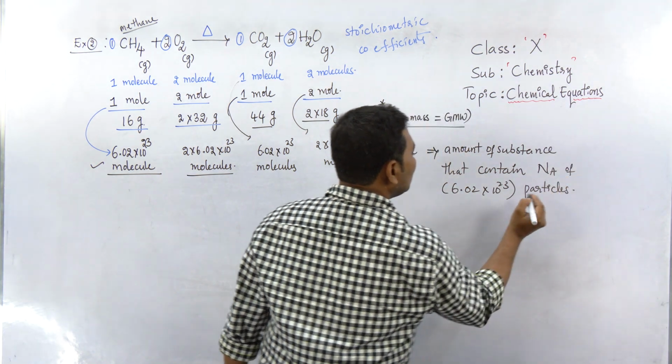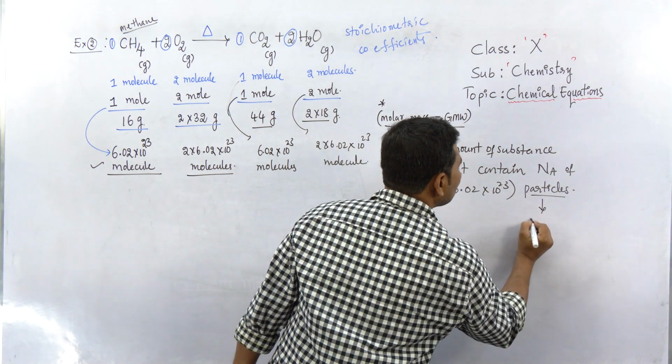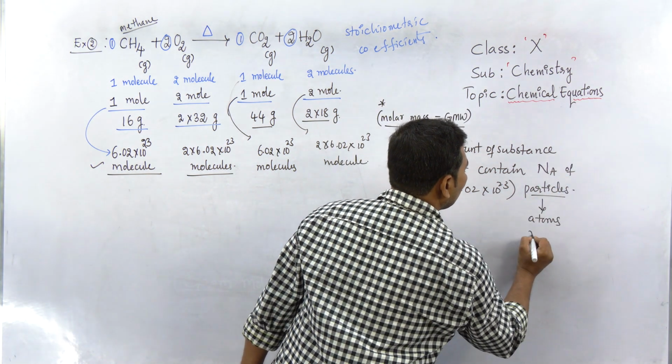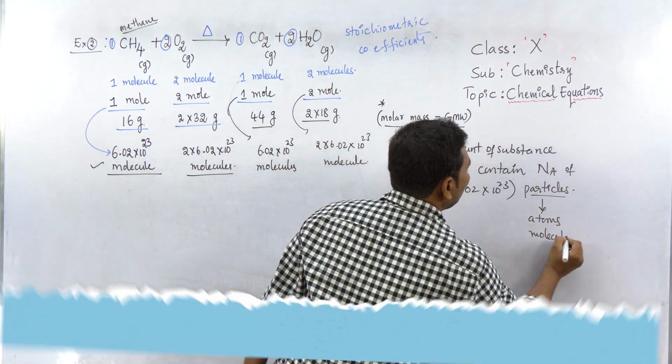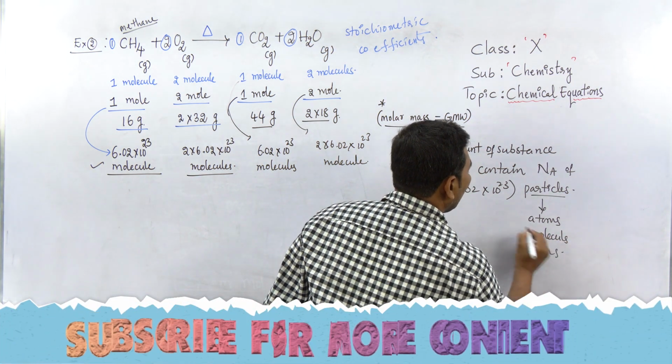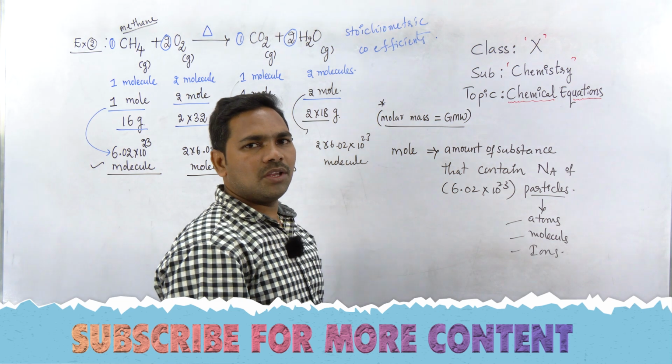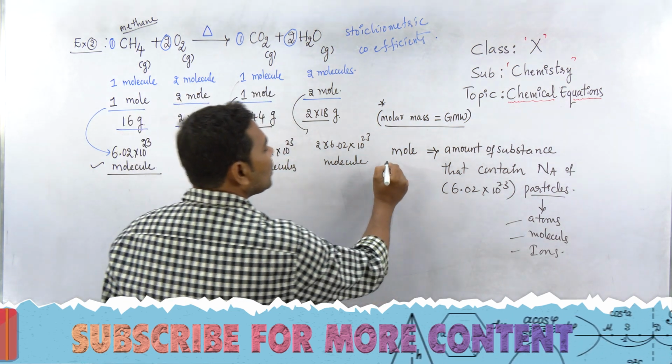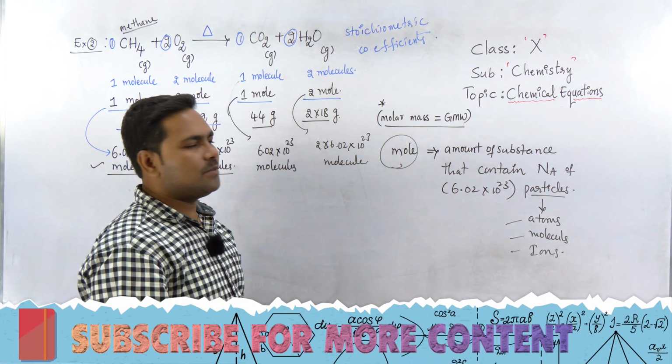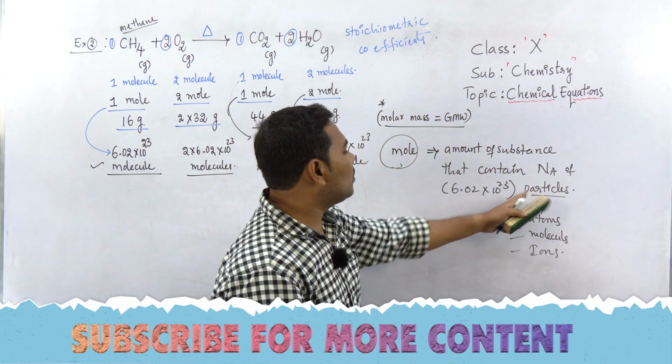What are these particles? The particles can be atoms, or molecules, or ions, whatever it can be. Atoms, molecules, ions, they are all called particles. So what is a mole? A mole is an amount of substance that contains Avogadro number of particles.